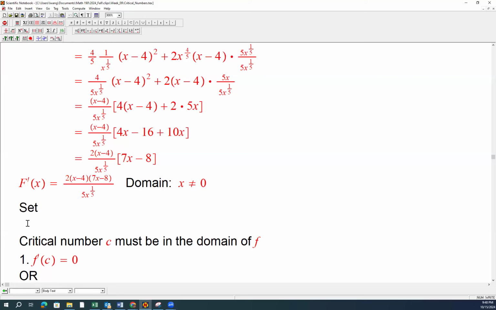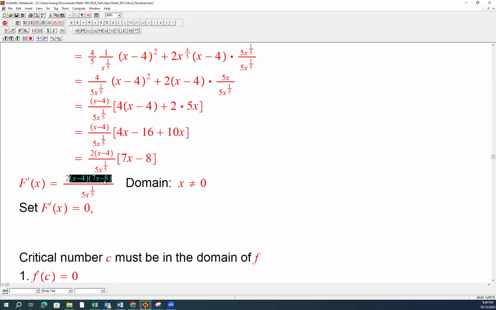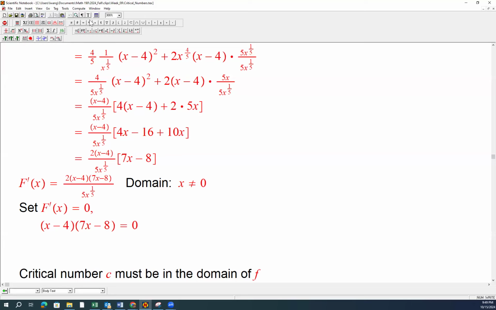Because we're going to set the derivative equal to 0. If the derivative is set equal to 0, the denominator certainly cannot be 0. A numerator must be 0. Right? Numerator must be 0. So in this case, we get 2 more critical numbers. So x equals 4, or x equals 8 over 7. Sorry. Got it?